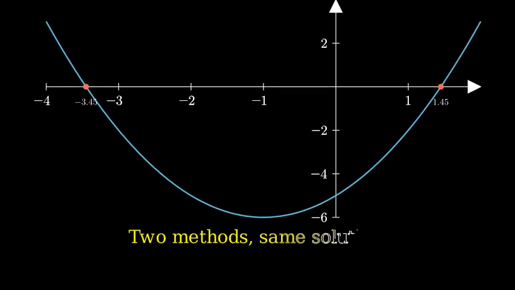In conclusion, we've solved this quadratic equation using two different methods and found that both give us the same solutions. This demonstrates how different approaches in mathematics can lead us to the same correct answer.